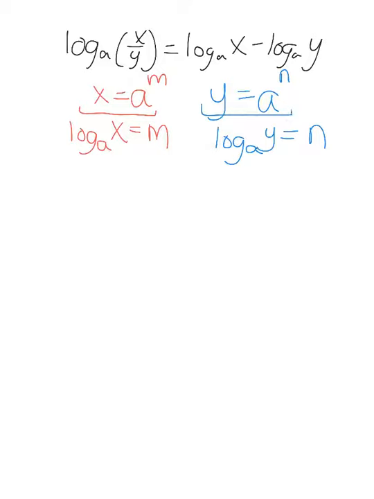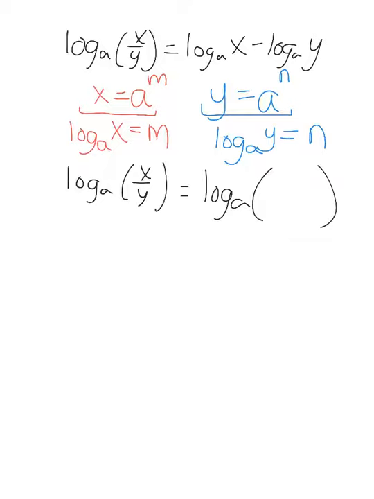So now I'm actually going to say the log base a of x over y. I can rewrite that, and instead of using x and y, what we're going to use is our new definitions of x and y. We called x a to the m, and we called y a to the n. So instead of x divided by y, we are going to take a to the m and divide it by a to the n.